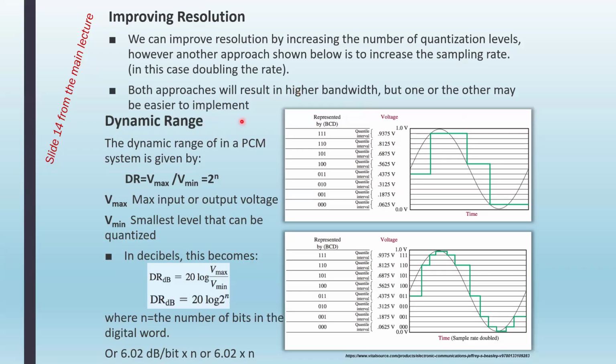So, here's the terminology, dynamic range. Dynamic range of PCM is set by the maximum change, the maximum swing of the voltage vertically, to the minimum change that we want to notice or that we are able to notice. And that also translates to 2 to the power of the bit rate. How many bits?